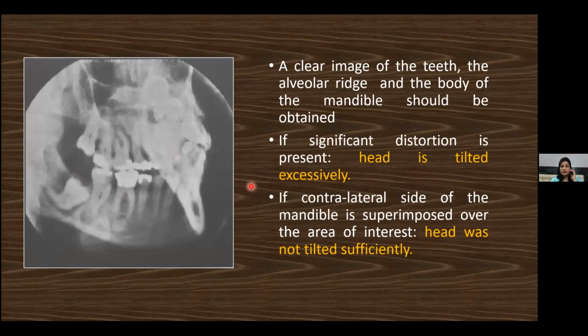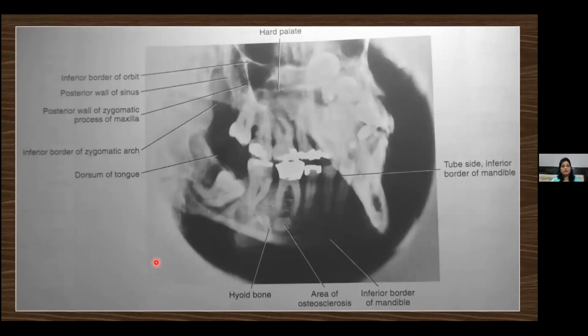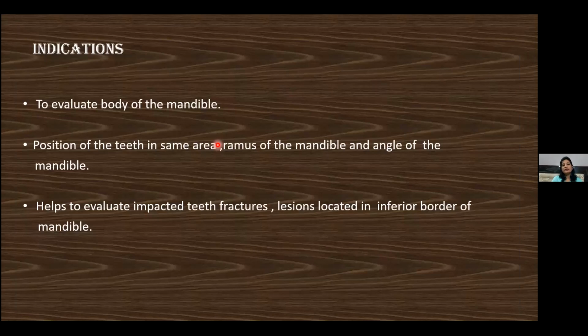And now the tilting has to be proper, right? You cannot tilt it more, you cannot tilt it less. If the head is tilted excessively, I will get distortion. And if I do not tilt it properly, my opposite side will superimpose, right? So head tilting has to be optimal. So can you see the body projection? Identify it.